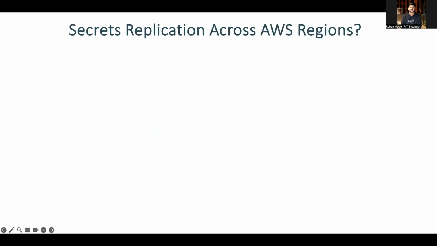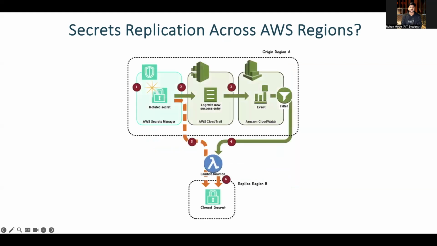Now let's understand how the secrets are replicated across AWS regions. So let's take an example to understand this. Imagine you have a secret like a database password in one AWS region, but you also have a similar system in another AWS region that needs access to the same secret. AWS Secrets Manager can replicate the secret to another region automatically to ensure all the systems have access.